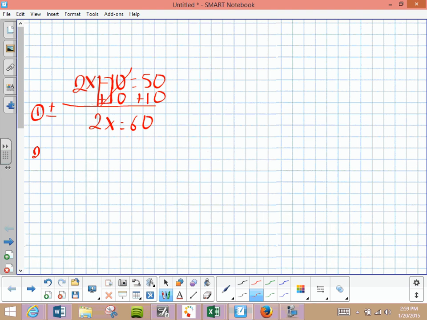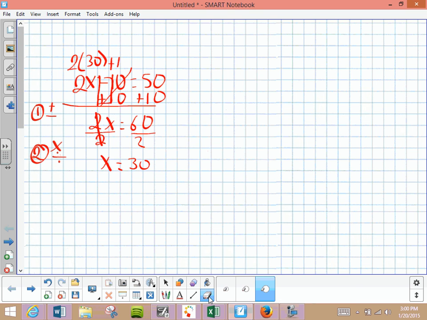Now the second step says you either multiply or divide. Right now it's multiplying, then we divide, right? Divided by 2, that gives me 1x, and that'll be 30. And that's it. Now we go back to check that the answer is correct. 2 times 30 is 60. Plus 10, wait, not plus. Minus 10, that is 50. So my answer is correct. Every time that you get this kind of thing, you need to go back and check it.